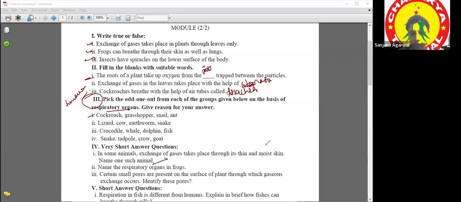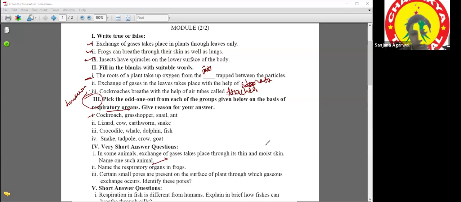Charvik, do you really think that in humans, exchange of gases takes place through skin? Do we respirate via skin? Then try to do this: for how much time can you hold your nose? Fine. So, we can say earthworm. They respirate via skin.